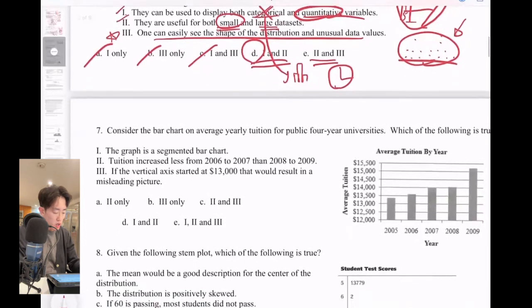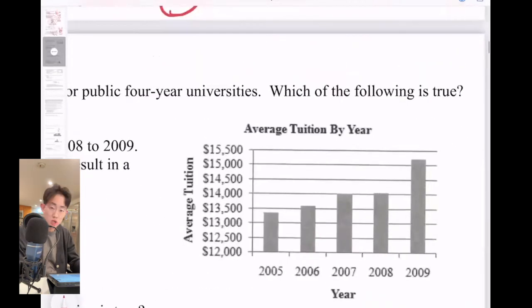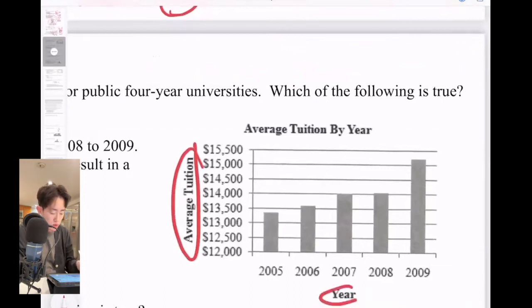All right, so consider the bar chart. So how do I know this is a bar chart, not a histogram? Look at the y-axis. It gives you the average tuition per year. Now, this is not frequency. So as long as it's not a frequency on the y scale, I know it's a bar graph instead.